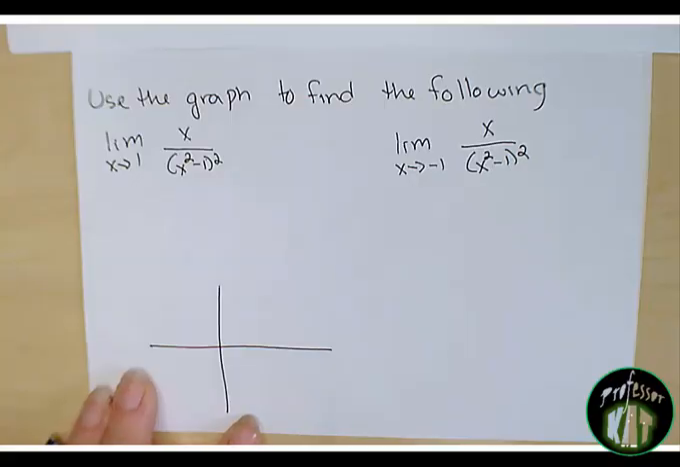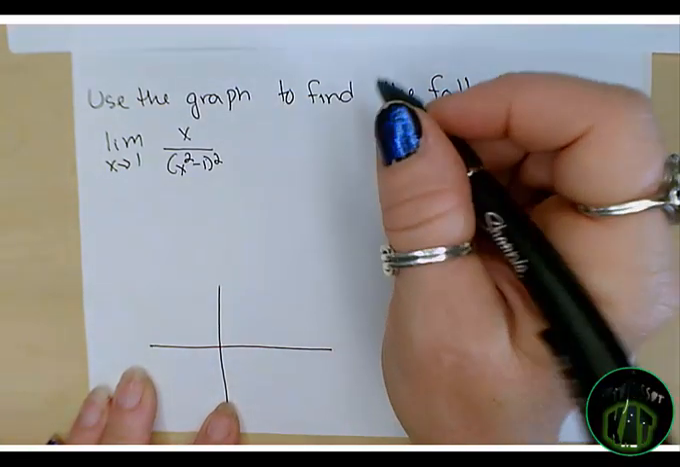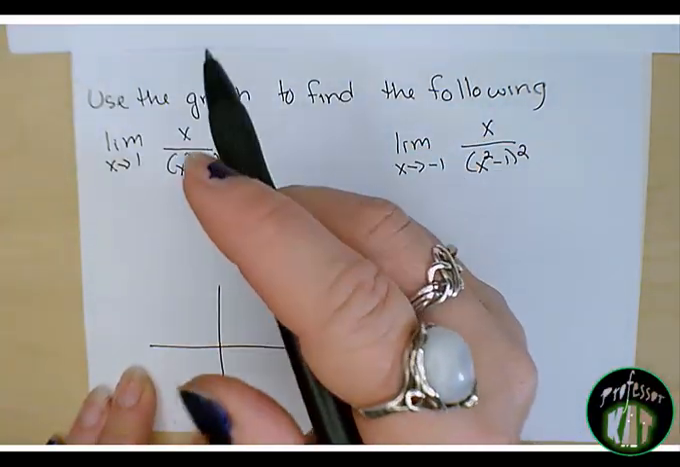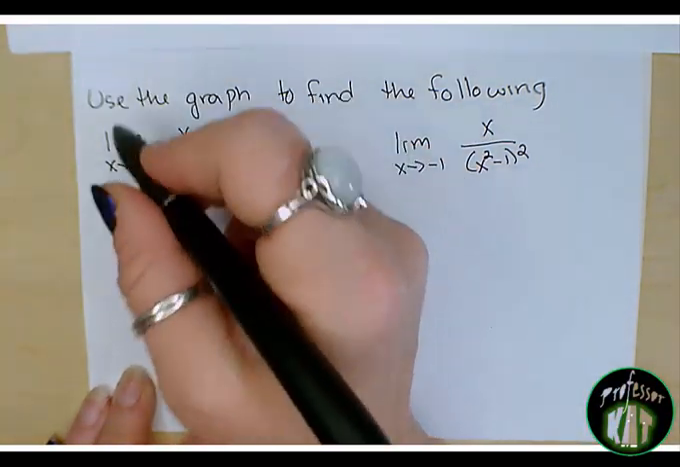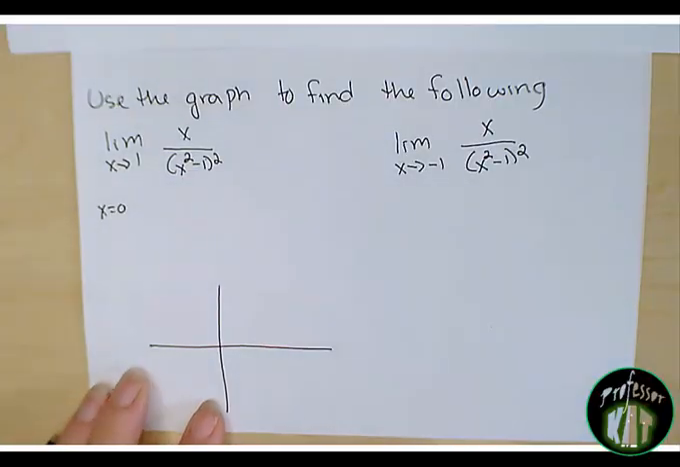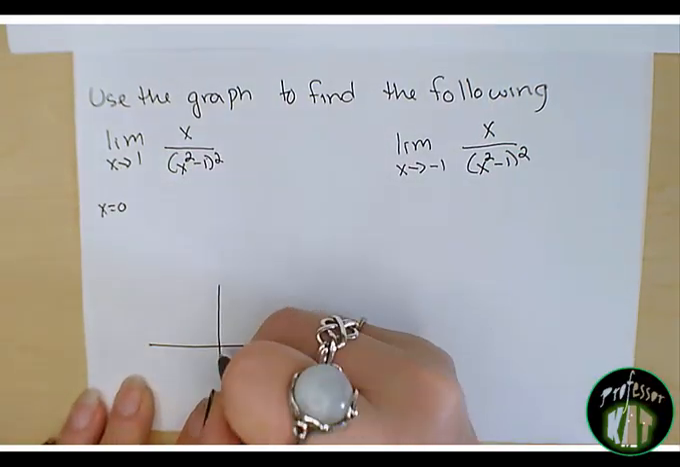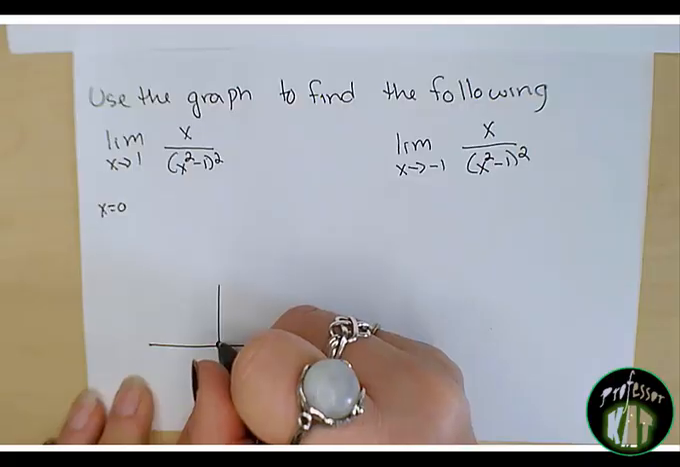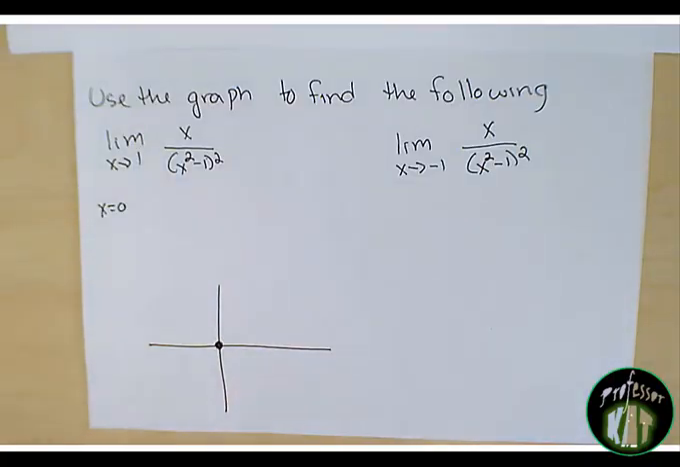So if we're graphing this here, so x and y intercepts, in order to find your x-intercepts, you want to set your numerator equal to 0 and solve. Our numerator is just an x. That would give us x is equal to 0. So that does tell us right here at 0, we have an x-intercept.